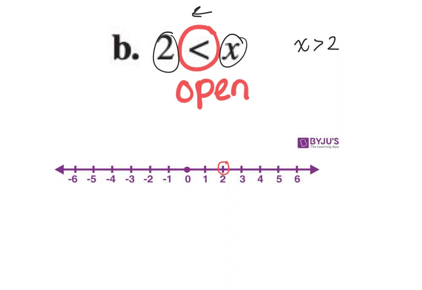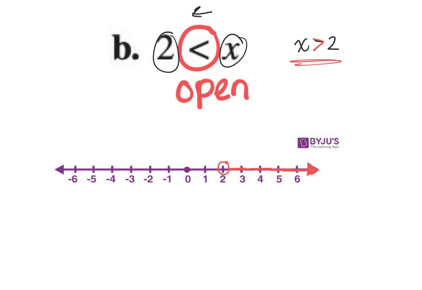And now, x is anything that's bigger than 2. So we're going to shade to the right, okay? Or you can think about it as this being your arrowhead. It's pointing to the right, so you're going to shade to the right, okay? Make sure your variable's on the left side if you're going to use that method.